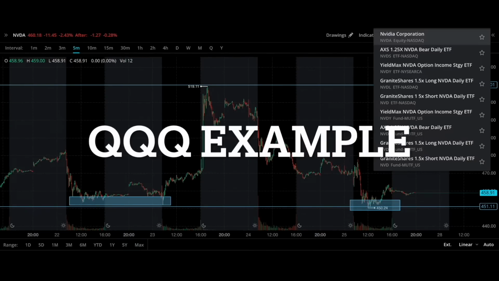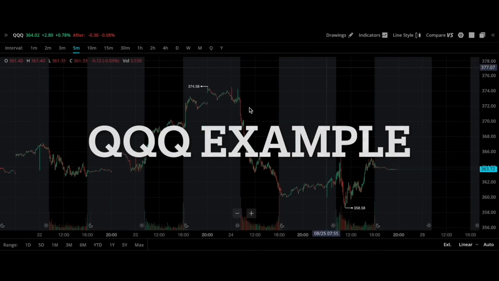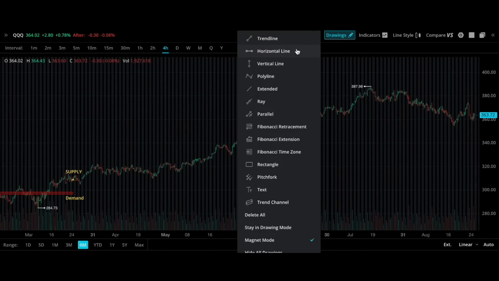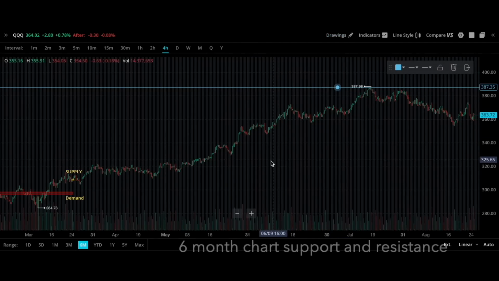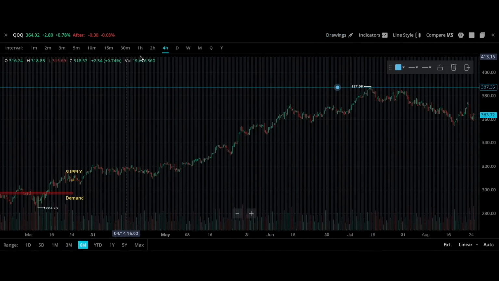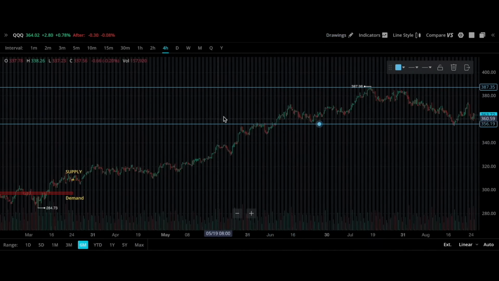Now let's use QQQ for an example. We'll look at QQQ on the 6-month chart. And what we'll do is we'll draw the high. And then what we'll do is we will look for areas of support. Where do you see support? I can see it right now. I see support right here. Why am I picking this out?